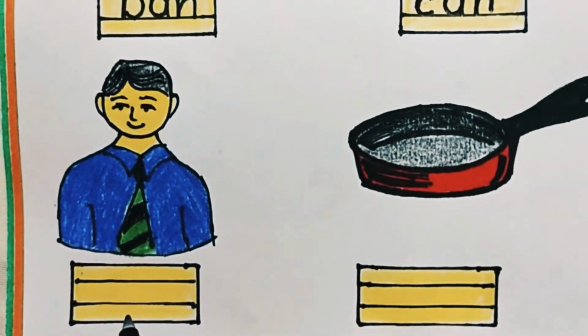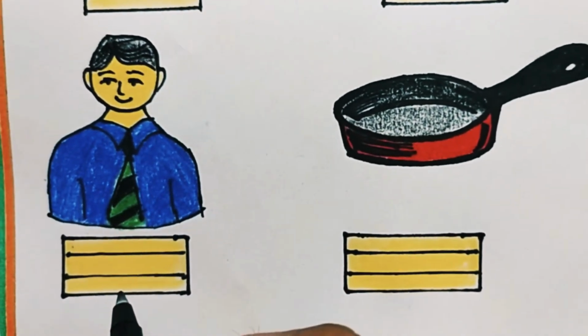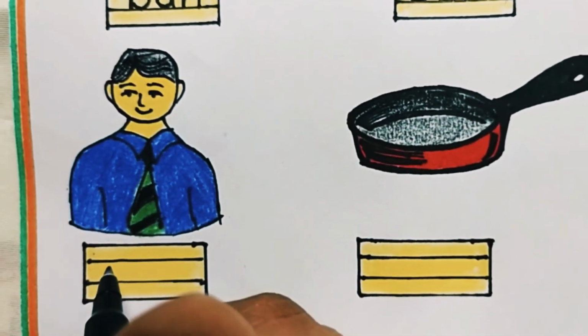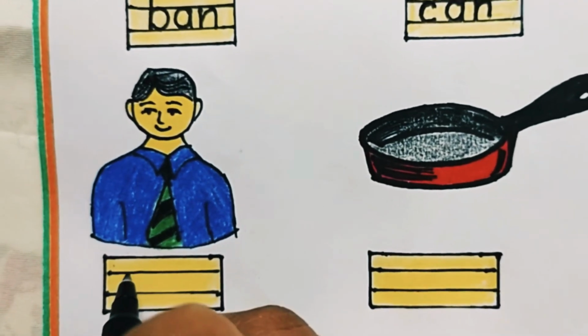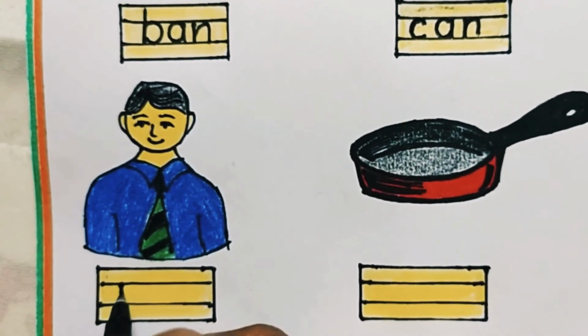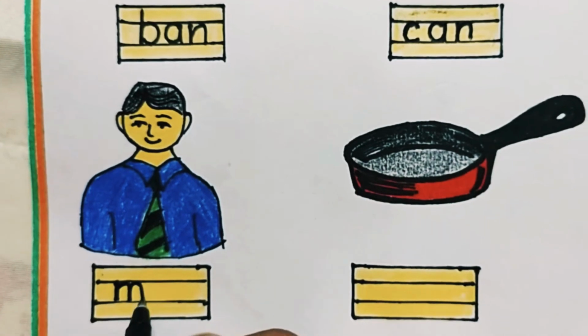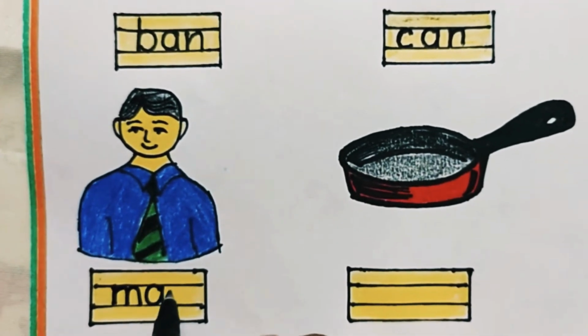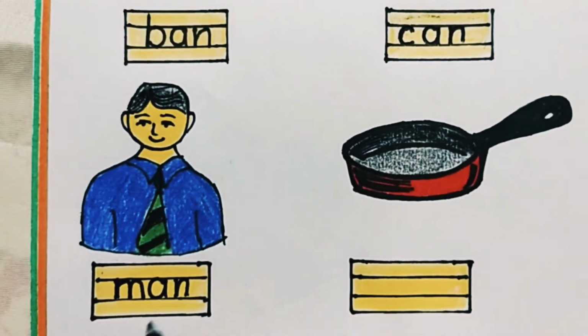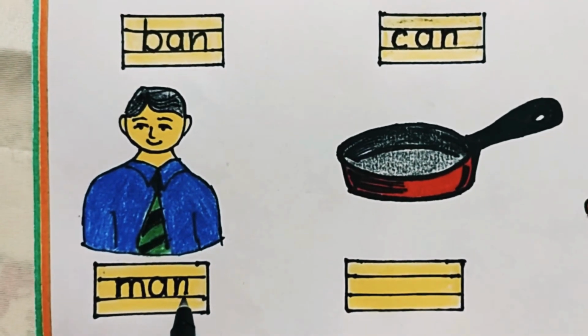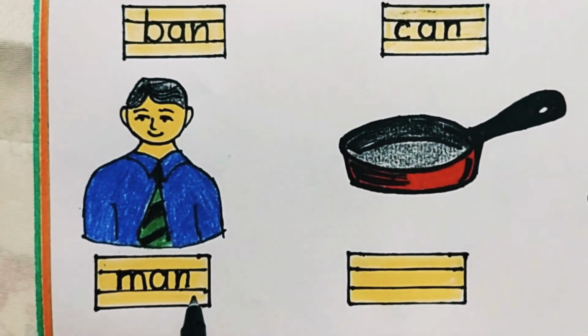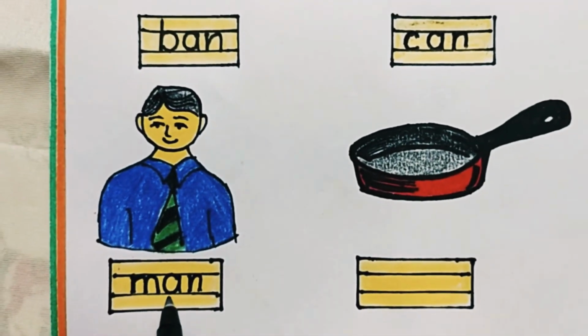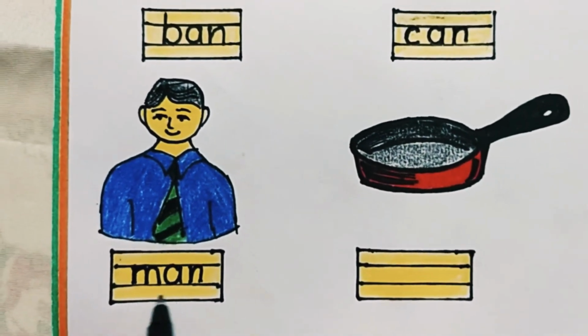This one is man. Man. How to write? Say an man. An man.